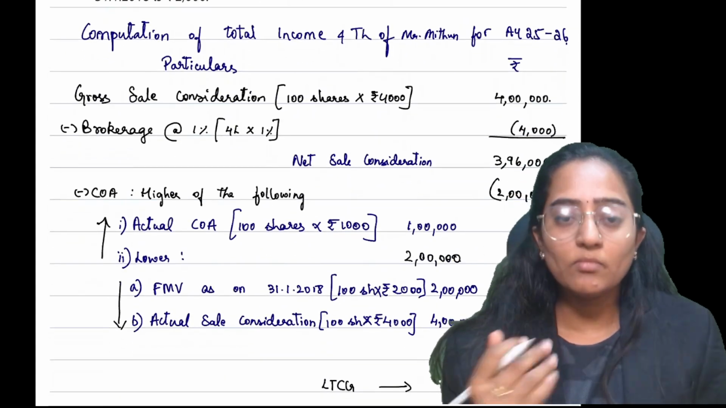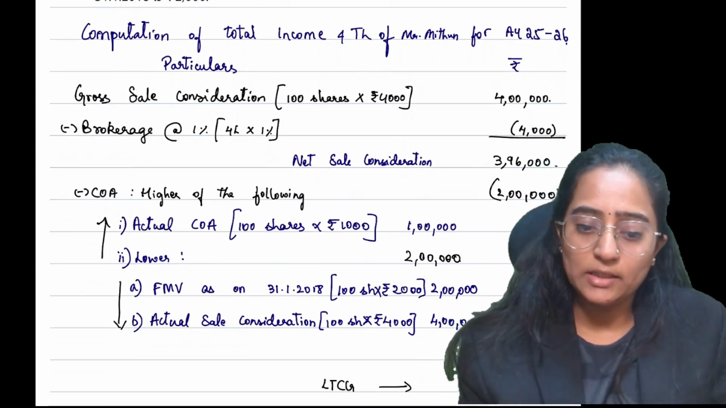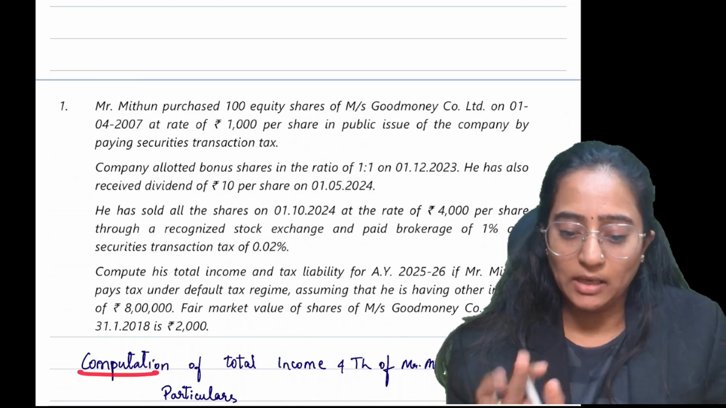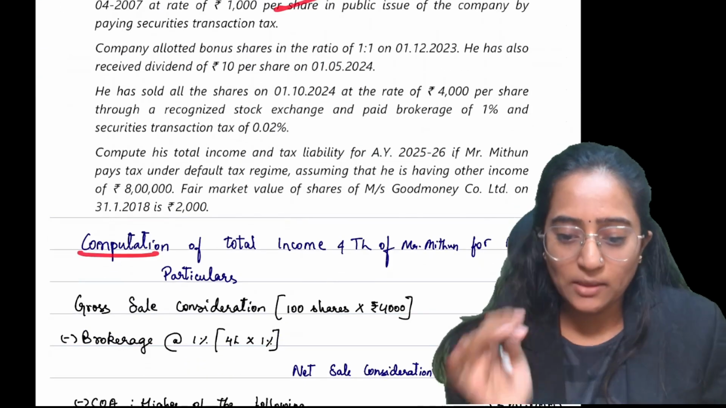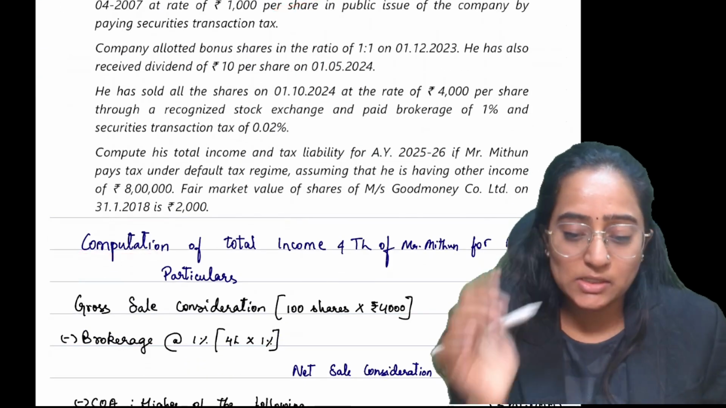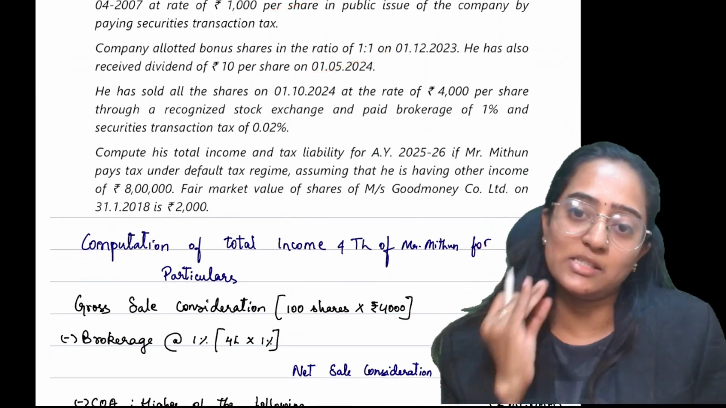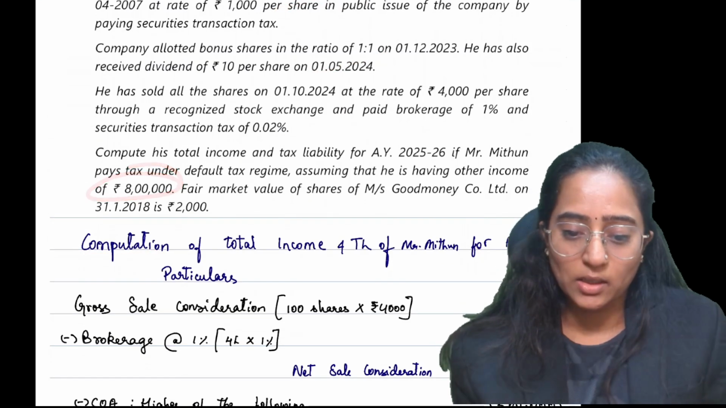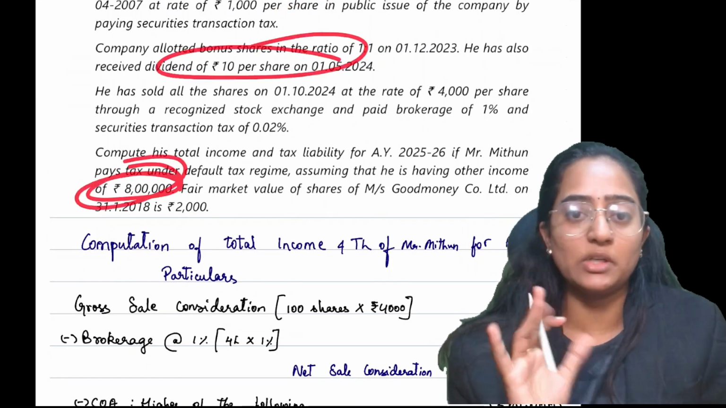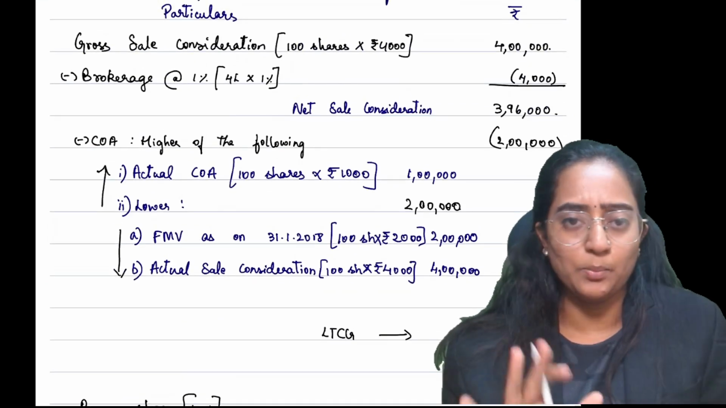Okay. See now, people, with regarding to this computation, you have LTCG on one side, and with regarding to the bonus shares which you are issued, this is going to be STCG, short-term capital gain. And you have two other incomes. One is dividend and one other income mentioned in the question. Based on this, let's do the computation.